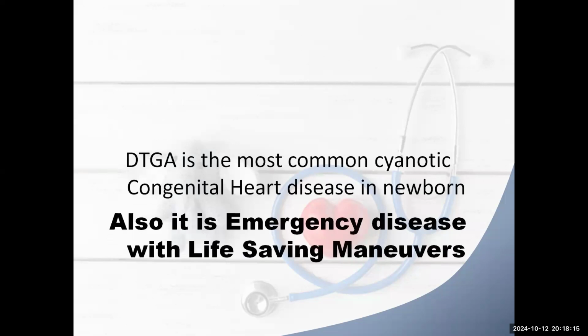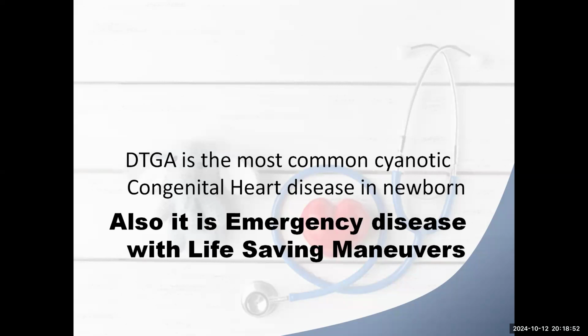Why did we choose TGA as the first lecture in our 8 lectures for these 4 months? First of all, because TGA is the most common cyanotic congenital heart disease in the newborn period, in the neonatal period, not in all ages. In all ages, tetralogy of Fallot is the most common cyanotic congenital heart disease, and it is a common MCQ question. If the MCQ question is what is the most common cyanotic congenital heart disease in the neonatal period or newborn, it is TGA. What's the most common in all ages? It is tetralogy of Fallot.